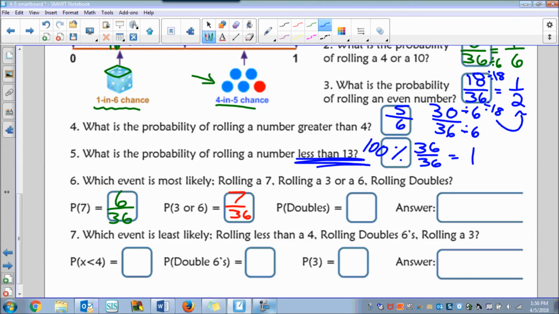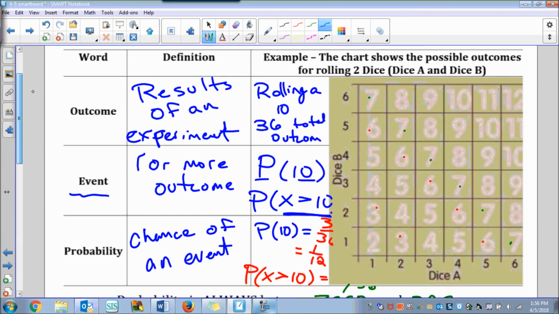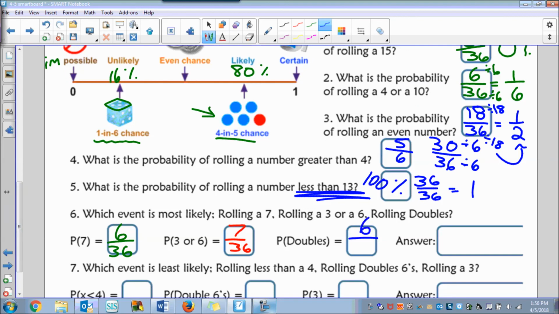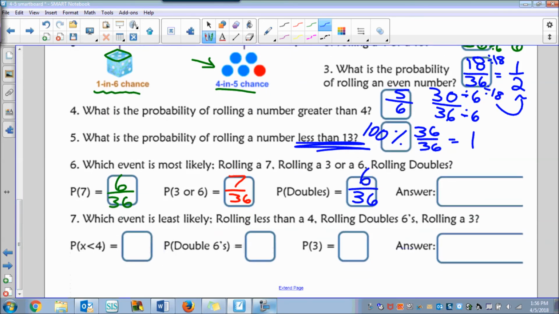And then rolling doubles. Doubles is a little bit tougher to find. We can't just look at the chart itself. We actually have to look at where this lines up. Basically a 1 and a 1, a 2 and a 2, a 3 and a 3. It's actually just going to be this diagonal going across. 4 and a 4, 5 and a 5, 6 and a 6. That is 6 options out of a total of 36. So the answer is rolling a 3 or a 6. That has the best chance of happening. That's 7 out of 36 versus the 6 out of 36.